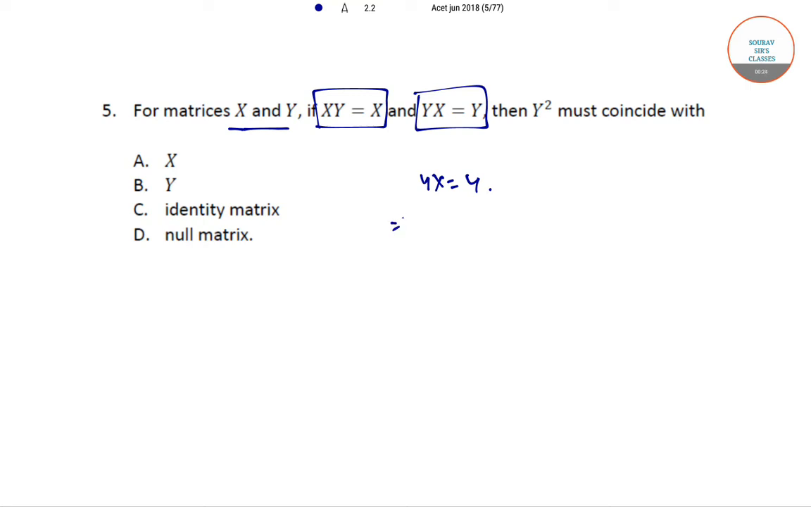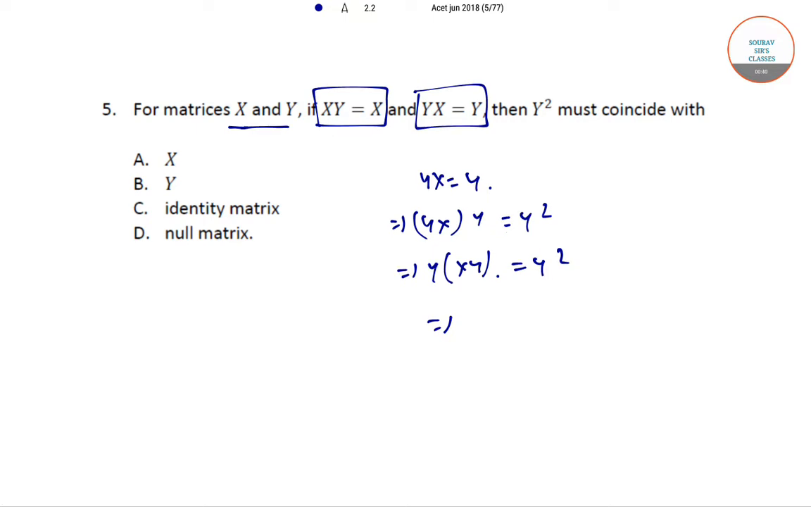Now multiplying both sides by y, in fact post multiplying both sides by y, we get yx into y is equal to y squared. This can be written as y into xy is equal to y squared, but xy is equal to x, so yx is equal to y squared, but we have been given that yx is equal to y, so y is equal to y squared. So option B is the correct answer.